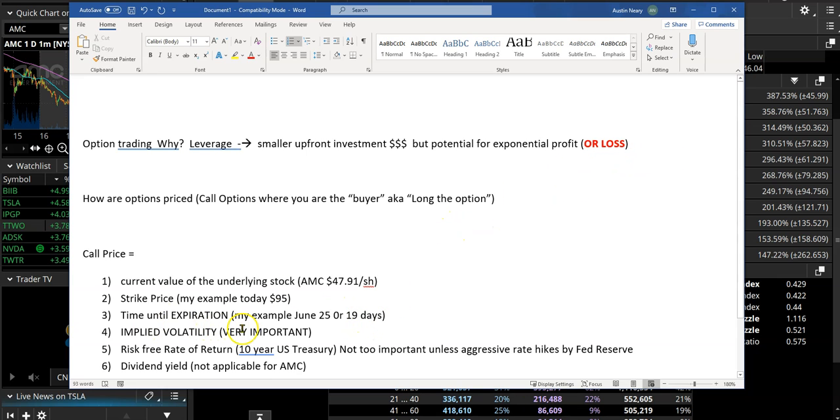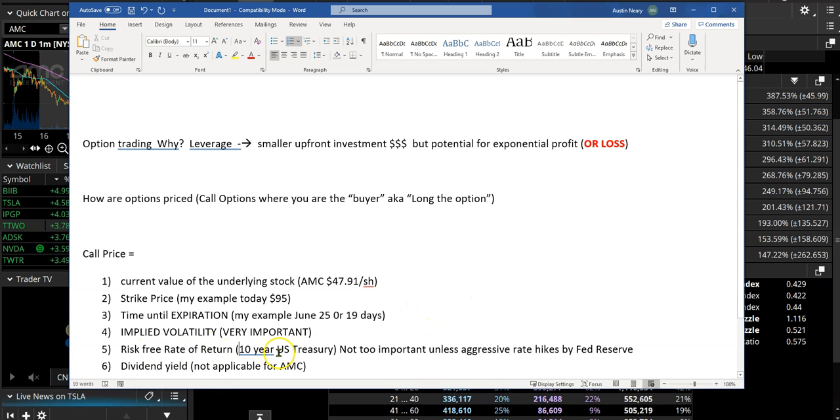All right, time to expiration. In my example, I'm taking June 25th because it's close. There's 19 days. The longer the number of days, the more it costs you to buy that option, but it gives you plenty of time to try to get $47 to meet or exceed the $95. And then finally, another huge component, probably the most important, is implied volatility. With something like AMC, volatility is through the roof. That's why that volatility is making you a ton of money, and we'll go over that.